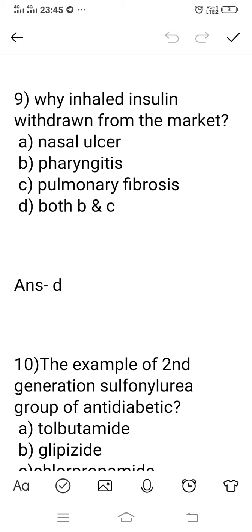Actually, the examples of inhaled insulin are Afrezza and Exubera. Afrezza is one type of inhaled insulin, and Exubera is one type of inhaled insulin.